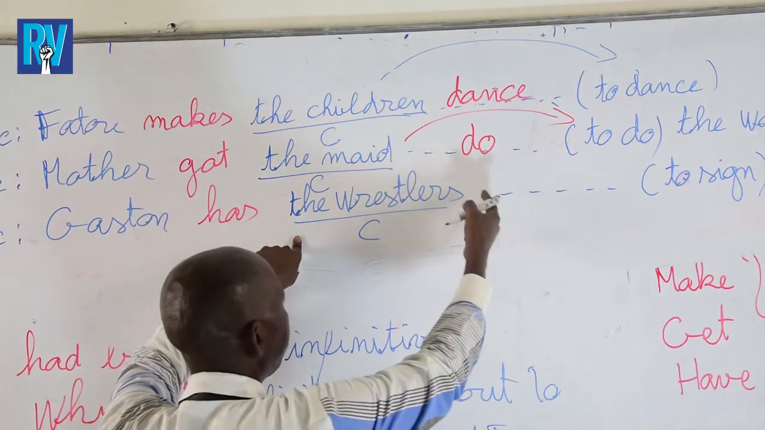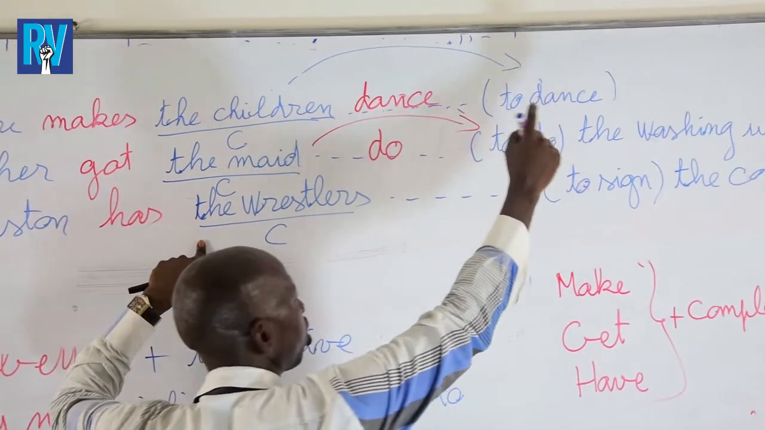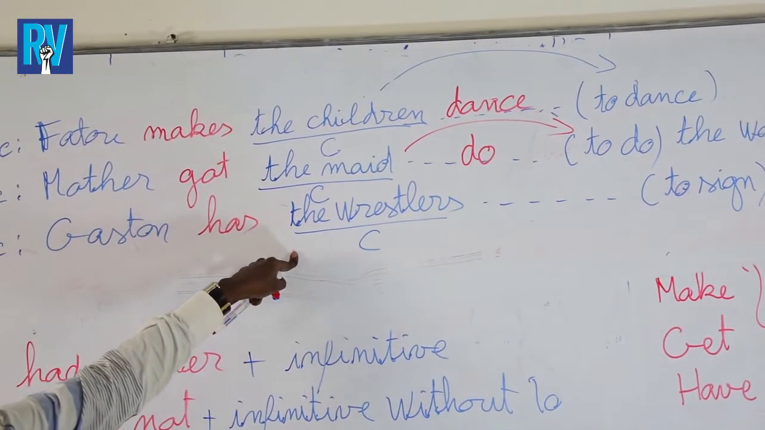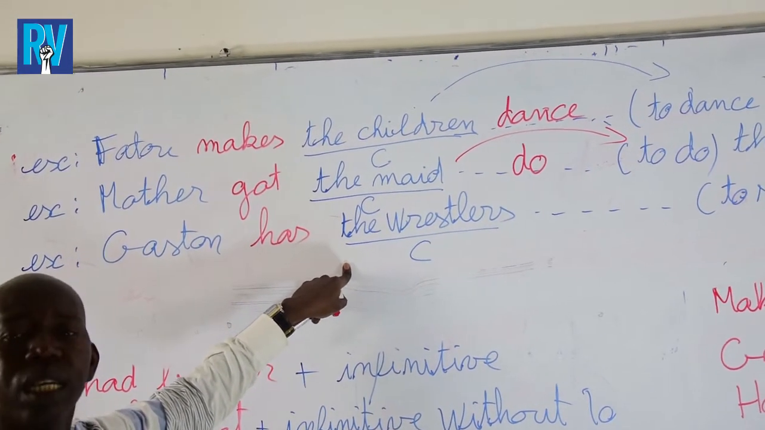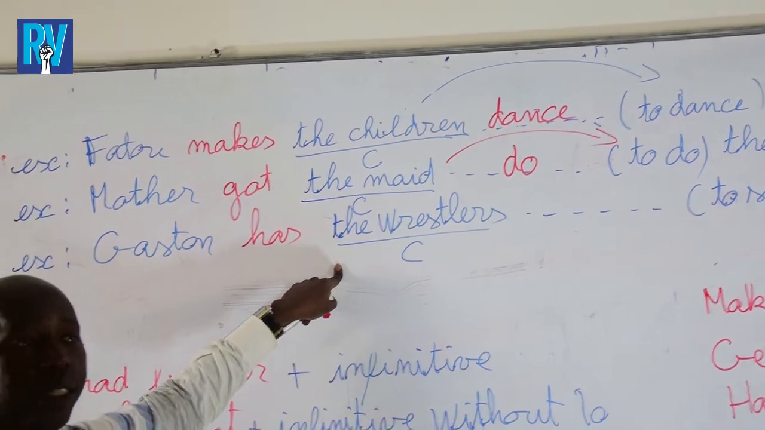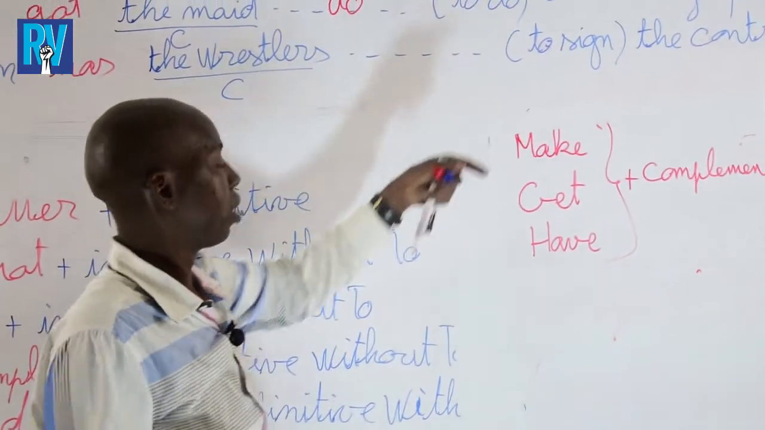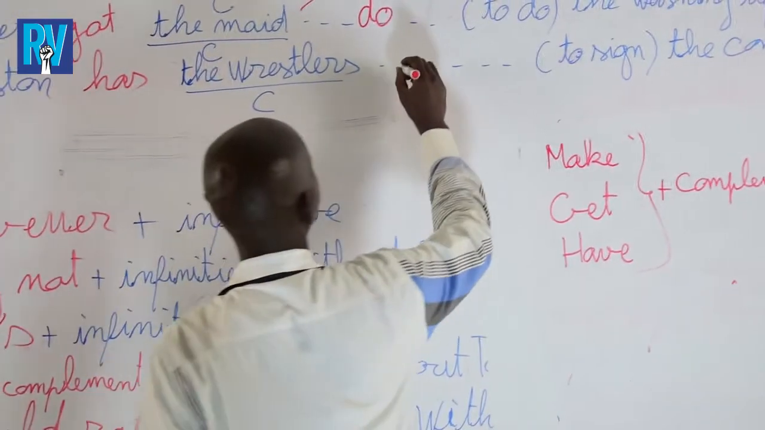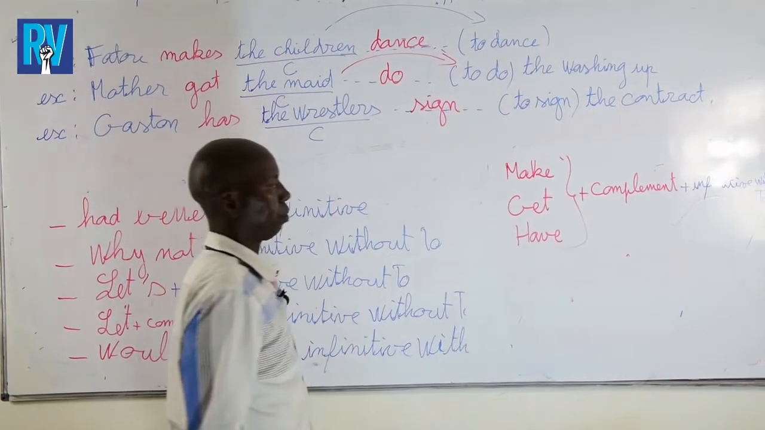Avant d'écrire le verbe, je vous pose la question suivante. Est-ce que c'est le complément qui fait cette action-là? Signer. Hein? Gaston fait signer au lutteur le contrat. Alors ici, ce sont les lutteurs. C'est le complément donc qui fait cette action-là. Alors j'écris le verbe à l'infinitif sans trou. Gaston has the wrestlers sign. Infinitif sans trou. Sign the contract.